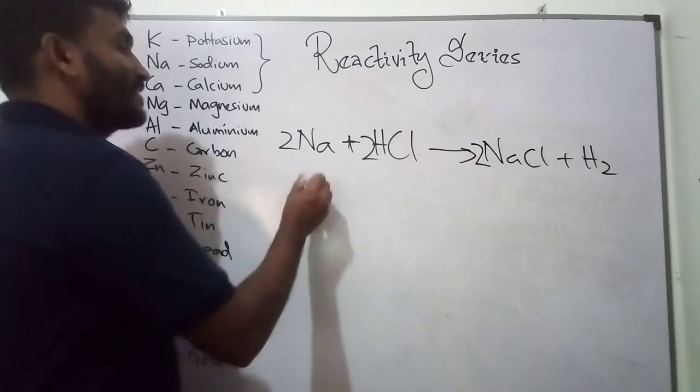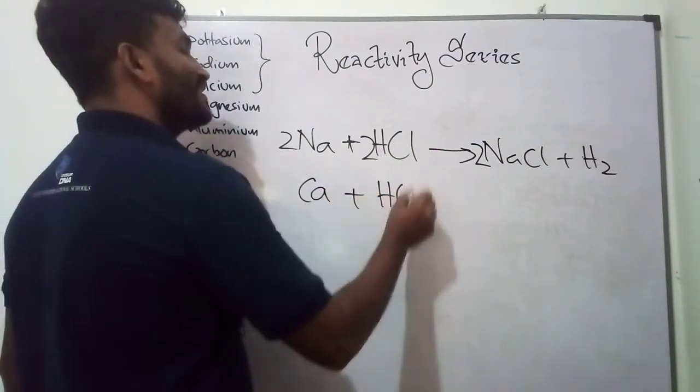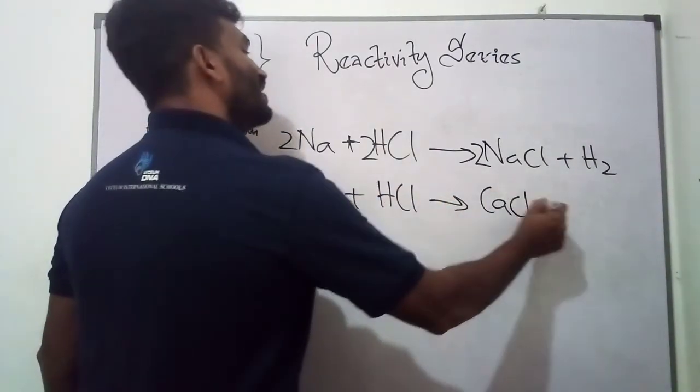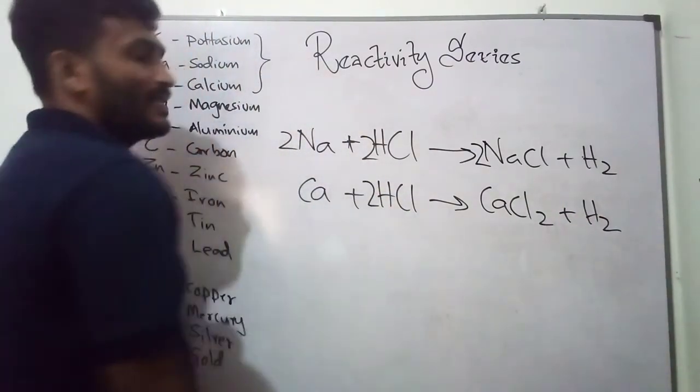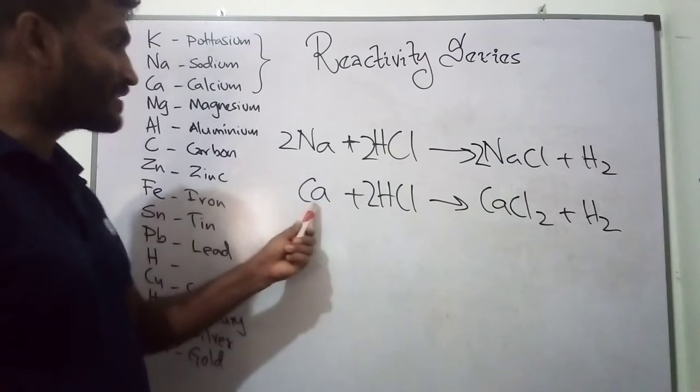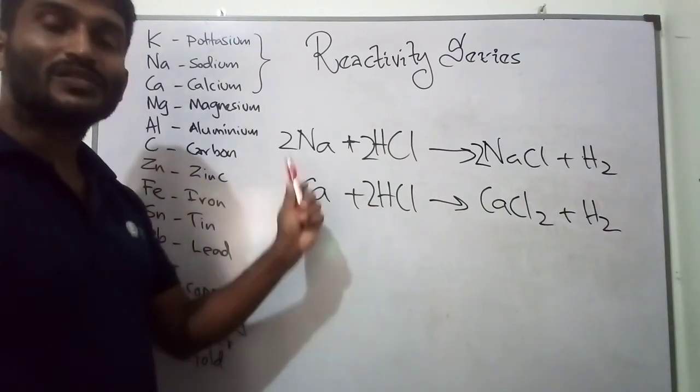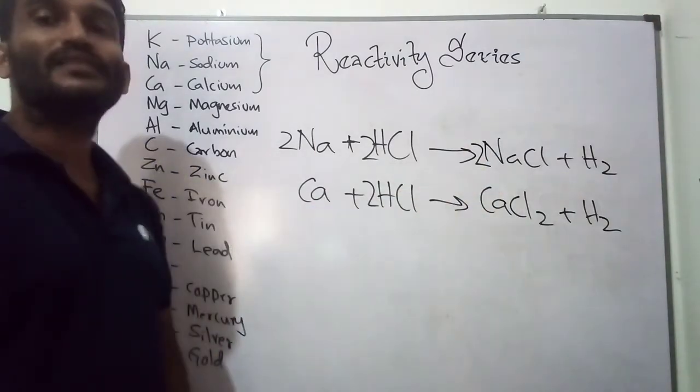Right? For example, the other way around, if you put calcium with HCl, what happens? It gives CaCl2 and H2. So to balance, I can put 2 here. Because calcium is more reactive than hydrogen, calcium can displace hydrogen from its solution.